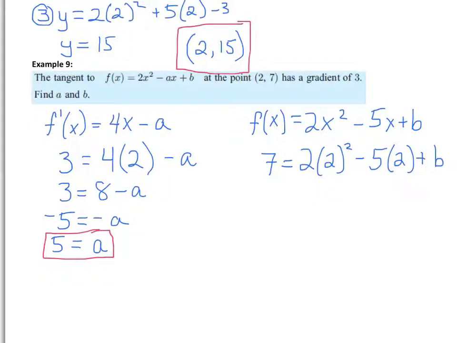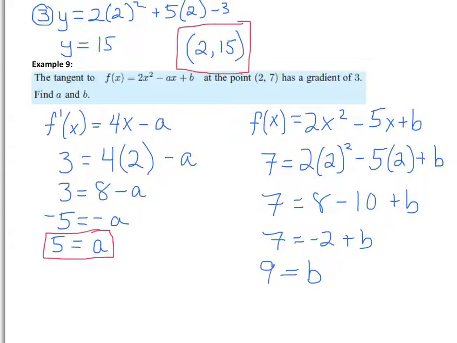Okay, so a little bit of manipulation here. I can figure out 2 times 2 squared. Hey, that's going to be 8. 5 times 2 is 10. Plus b, combine my like terms, 7 equals negative 2 plus b. And ladies and gentlemen, add 2 to both sides in order to figure out what b is, and in this case, b works out to be 9.